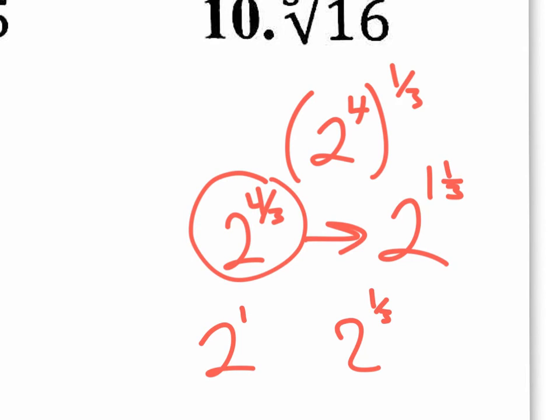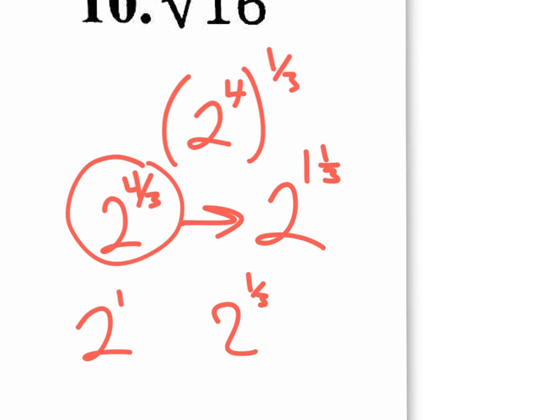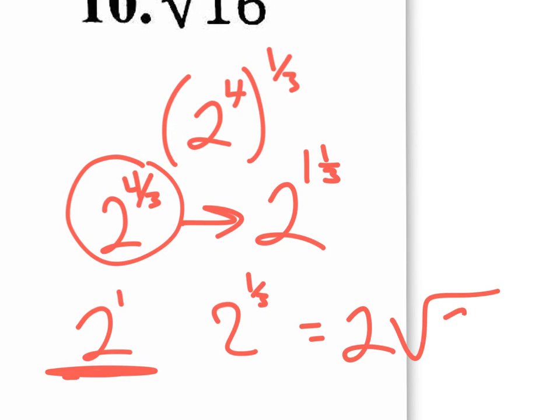The only other thing you need to do is change back to radical form. So your final answer is really going to be 2, because this guy, that's 2. And 2 to the 1/3 power is really the third root of 2. Now you need to put that third root, the 3, right in between that little area of the square root symbol. Okay? That's your final answer.